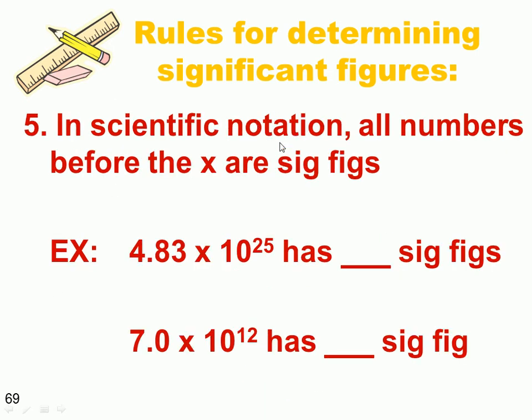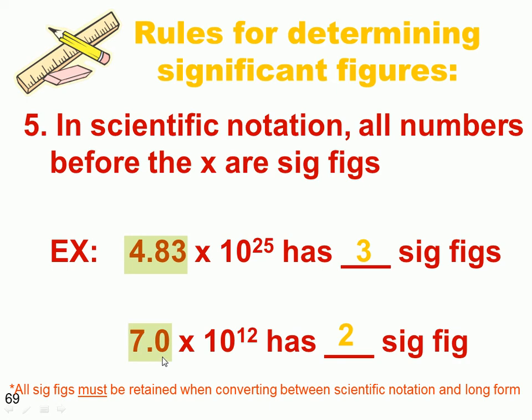Now in scientific notation, all the numbers before the X are significant. So we actually call this a mantissa, the numbers that come before the X. You don't really need to know that. I'm just letting you know it has a name. So if I have 4.83 times 10 to the 25th power, this measurement has 3 significant figures. This measurement, we have to think about 2 rules. One, all the numbers before the X are significant, and the fact that there's a decimal here with a 0 after the decimal, we would include that also in the rules for sig figs.